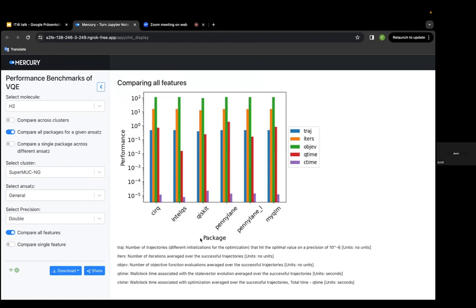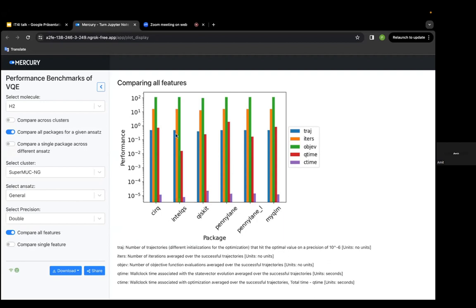If we look at the different things in the plots, the blue ones are the different number of initializations. To start with, we are considering the H2 molecule. This is the SuperMUC-NG cluster, and the ansatz is a very generic ansatz, which has many barren plateaus. To look at a holistic picture, we take 1,000 initializations and run the VQE for each of the initializations. And as we see for the generic ansatz, the number of initializations that hit the solution is less than one. This is normalized by 1,000.